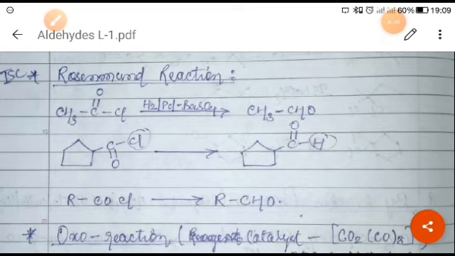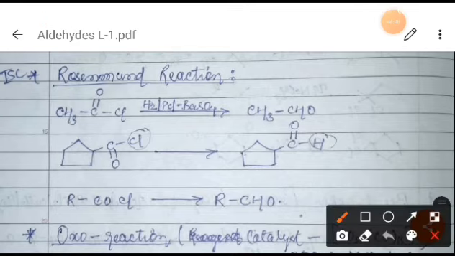This type of reaction is called Rosenmund reduction. So acid chloride is converted into aldehyde by catalytic hydrogenation in the presence of palladium catalyst supported over barium sulfate. The catalyst is poisoned by the addition of a small amount of sulfur or quinoline. As you can see, what we have used here is acetyl chloride.